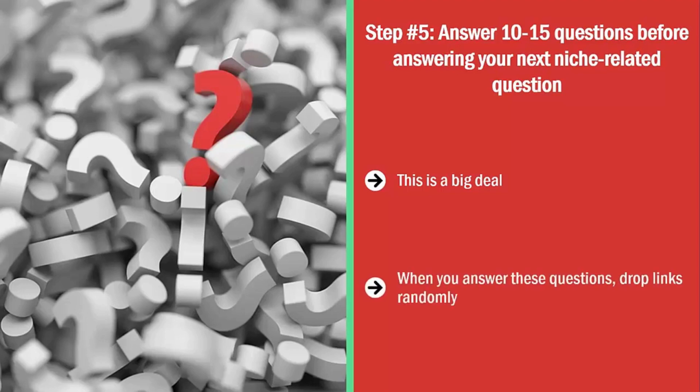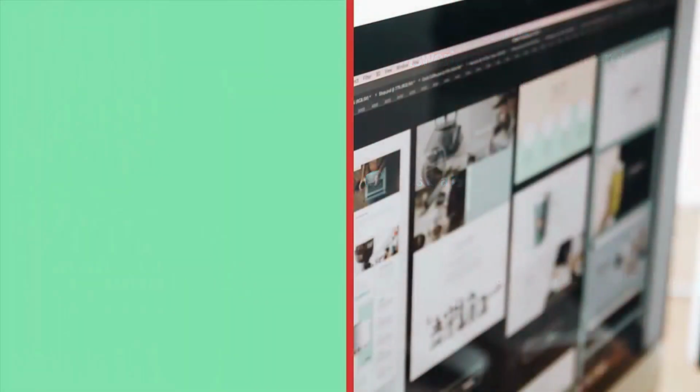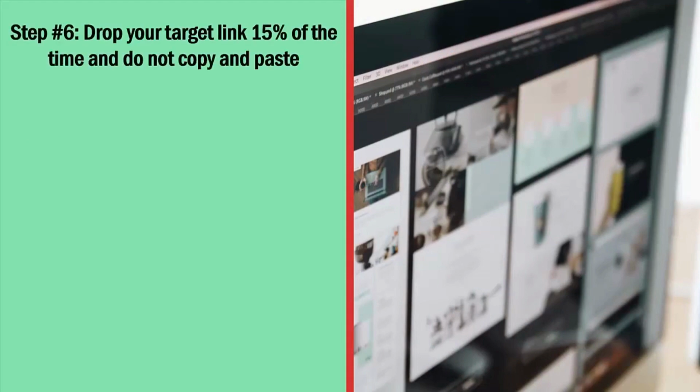When you answer these questions, drop links randomly. This is curated content that answers their questions and are extremely helpful. These links are not related to your niche. When you do this, you build authority. You begin to look like a legitimate and bona fide member of the Quora community. Step number 6. Drop your target link 15% of the time and do not copy and paste.